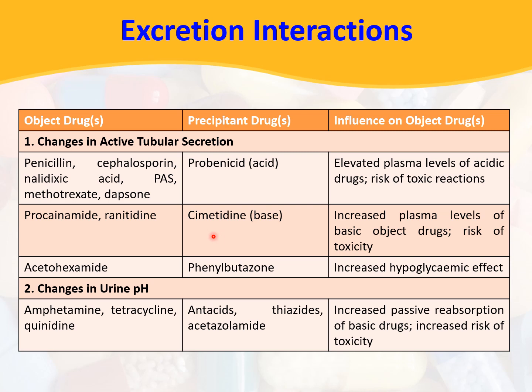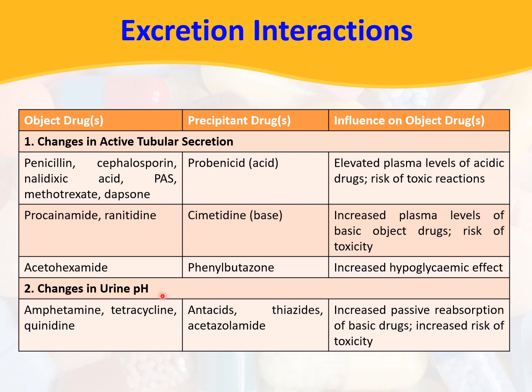Next is cimetidine. Cimetidine is a base. Whenever it is taken along with procainamide and ranitidine, it leads to increased plasma levels of basic object drugs and results in the risk of toxicity. Next is phenylbutazone. Whenever it is taken along with acetohexamide, it leads to increased hypoglycemic effect.